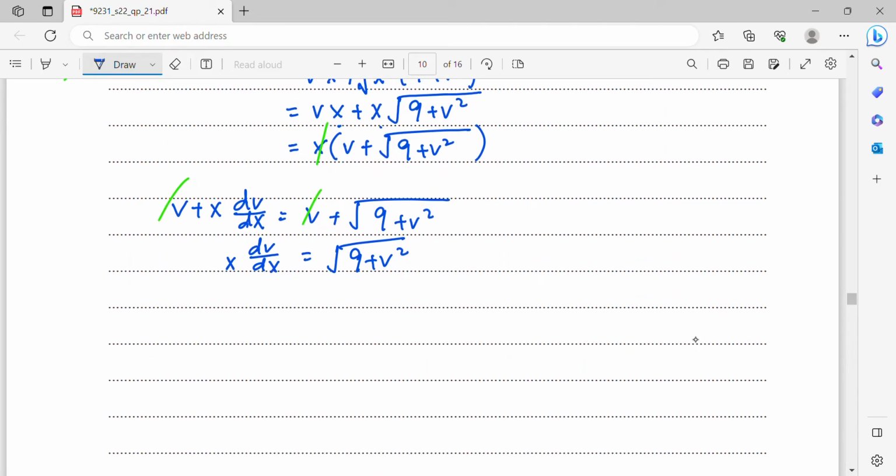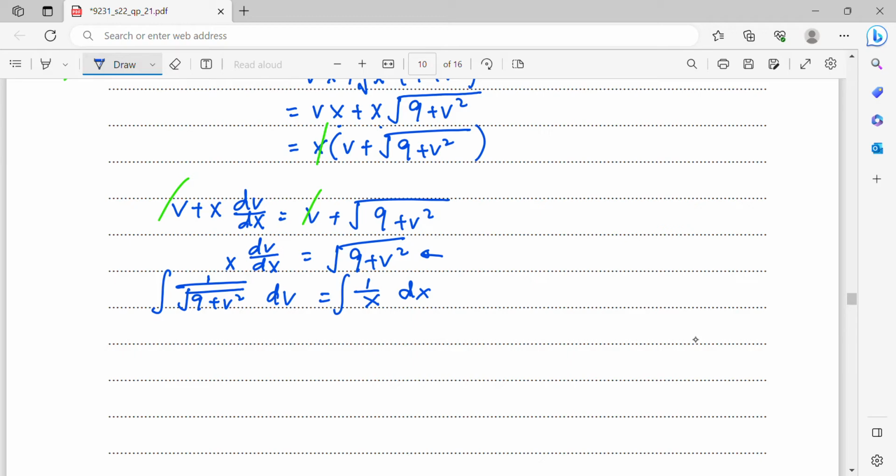Okay, so now we need to solve this first order differential equation using separable variables. So I will keep all my v on the left hand side because of the dv on top. So now dv, this whole right hand side is a function of v, so I will move it to the left hand side. So it becomes 1 over square root 9 plus v squared. And then the x from the left hand side will be moved to the right hand side, becomes 1 over x, then dx. So once you move, remember to add on the integration sign. That is the separable variables.